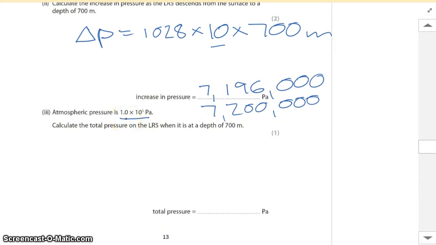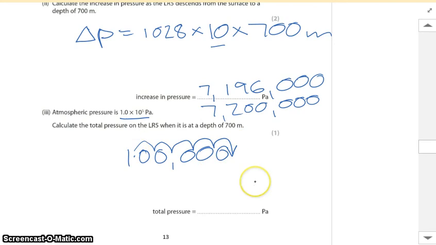Atmospheric pressure they've given in standard form. Now 1 times 10 to the 5, hopefully, well, if you're not sure you can always put it into your calculator, but hopefully you'll know that that's 100,000, and the idea is that the decimal point goes 1, 2, 3, 4, 5 places to the right to get it into a normal format.